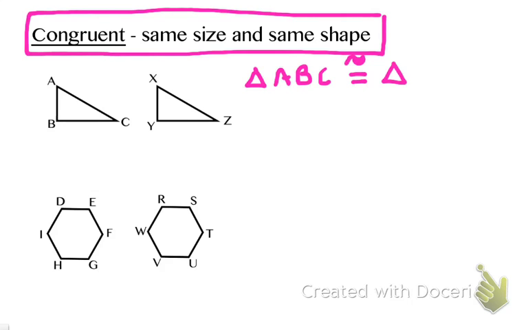Now, we want to name the triangles with the corresponding angles. So, since I started with A, went down to B, and then over to C, I'm going to start with X, down to Y, and over to Z.